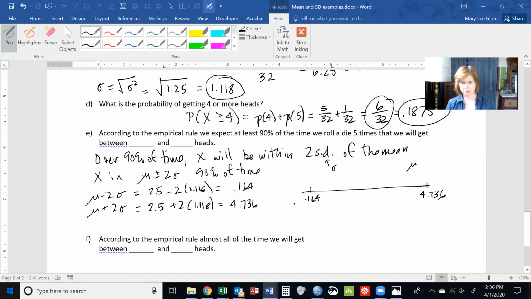So I think my x is going to be in there most of the time. My x only has values that equal 0, 1, all the way up to 5, all right? So the values of x that are in here are going to be 1, 2, 3, 4. All right, so according to this empirical rule, over 90% of the time, we will have between 1 and 4 heads.